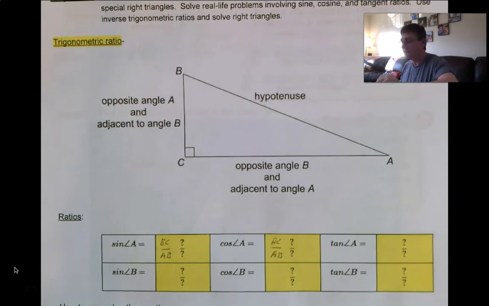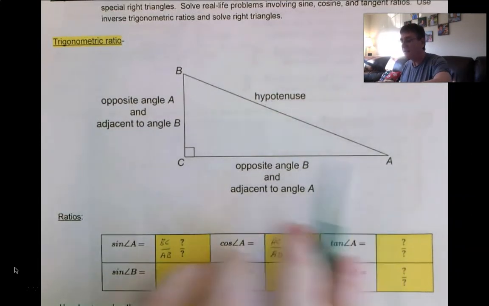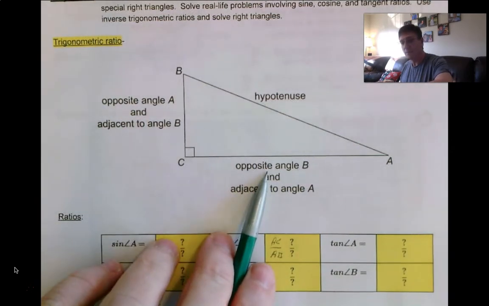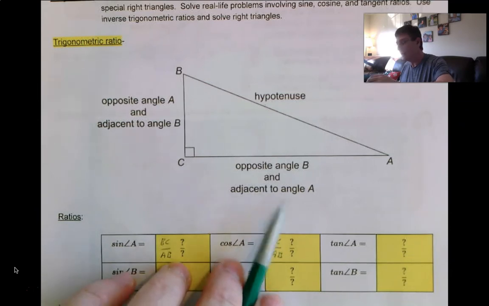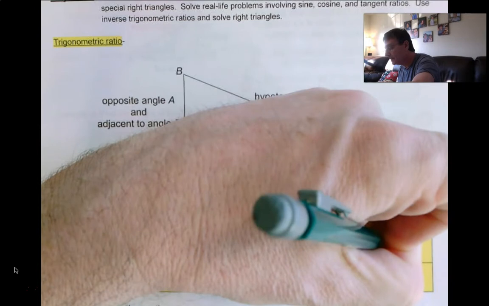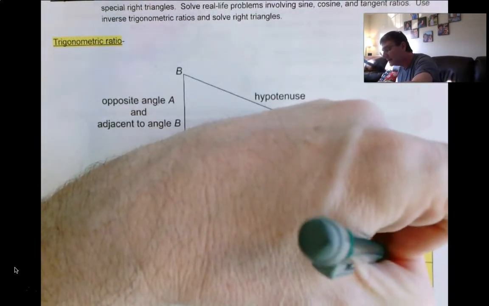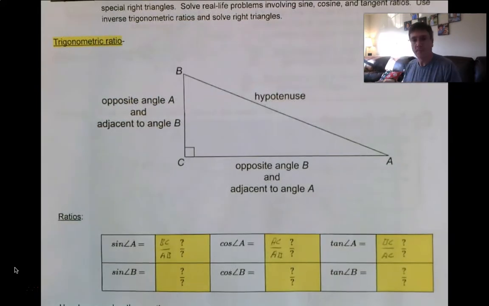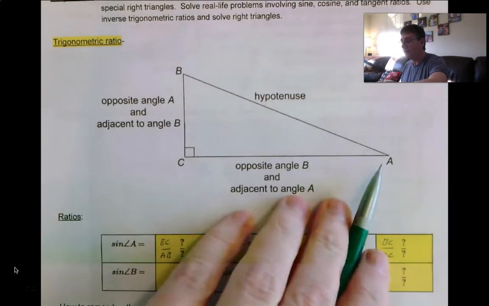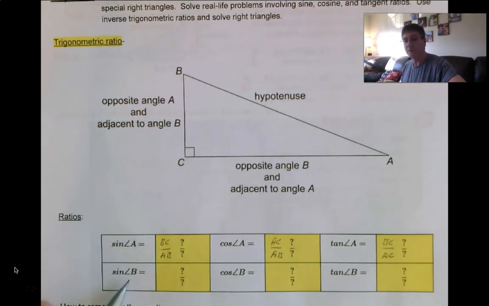Tangent of angle A. Again, we're still here at point A. Tangent of angle A is equal to the opposite of angle A over the adjacent to angle A. So opposite angle A is BC, and adjacent to angle A is AC. Okay, these are the 3 ratios that we get if you're standing at point A. If we're standing at point B, we get different ratios.